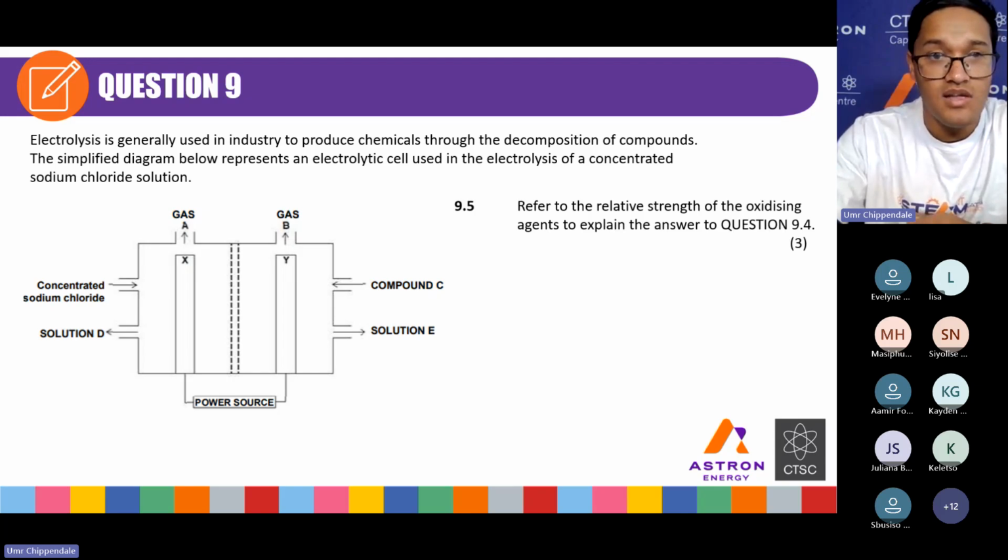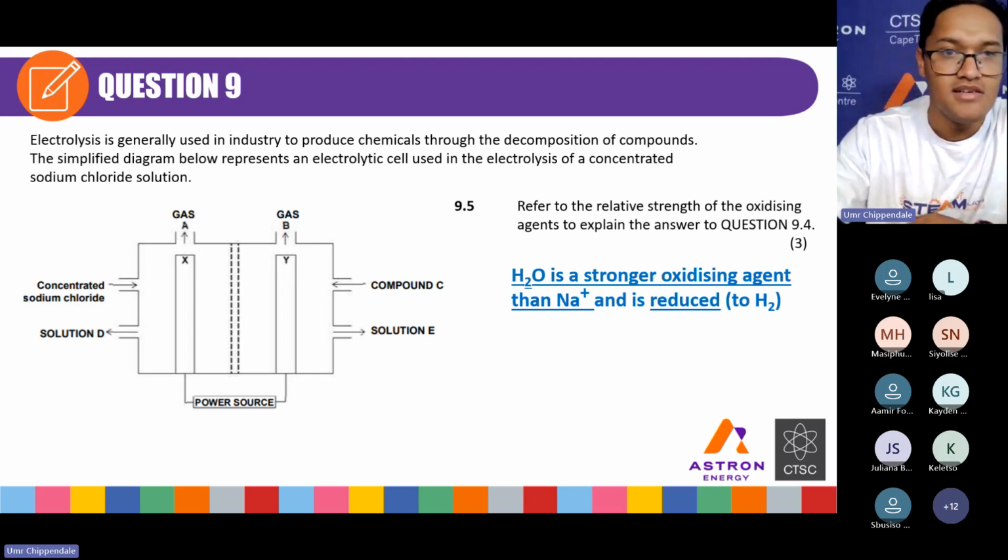Then it came to 9.5. We have to refer to the relative strengths of oxidizing agents to explain this answer. In general, if you look at table 4b, you will find that water is a stronger oxidizing agent than sodium, and that will then be reduced.